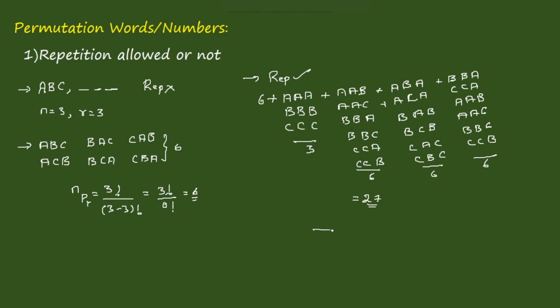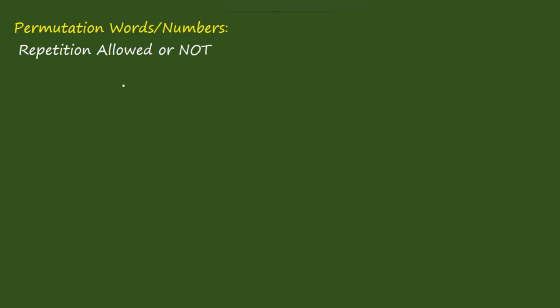Instead of this, what we do is use the n to the power r formula, which is 3 to the power 3, which is equal to 27. This is the case when repetition is allowed. Now coming to permutations of a word or number, when repetition is allowed or not. I have noted down the points of what I just explained.